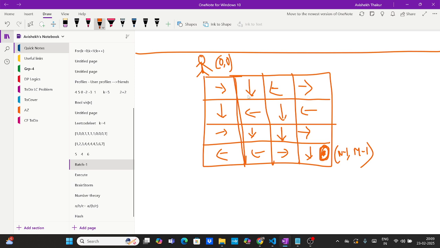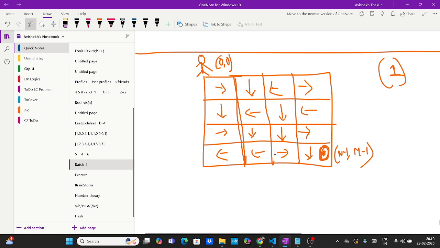Whenever you rotate an arrow or change an arrow, it costs you 1. You have to tell the minimum cost to reach from 0, 0 to n-1, n-1. Is the question clear? So this is a very famous question, which appeared in online assessments also. It's probably there in LeetCode, but I need to find it out.